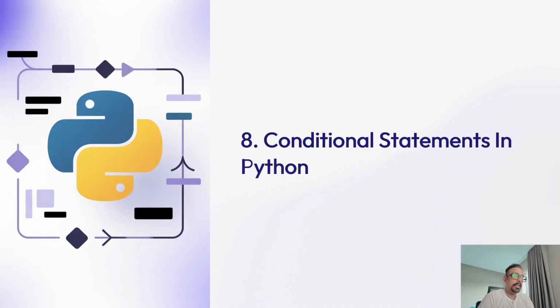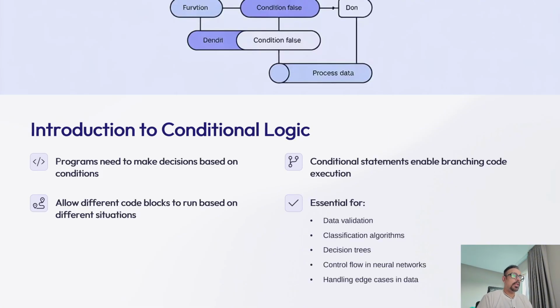Today we are diving into conditional statements, which is a fundamental concept in programming that allows our code to make decisions. Conditional statements are the building blocks of program logic and will be essential as we develop more sophisticated algorithms for artificial intelligence and machine learning applications going forward. In this video, we will learn how to use the if statement, else if statement, and else statement to create branching logic in our code. So let's first understand what conditional logic is.